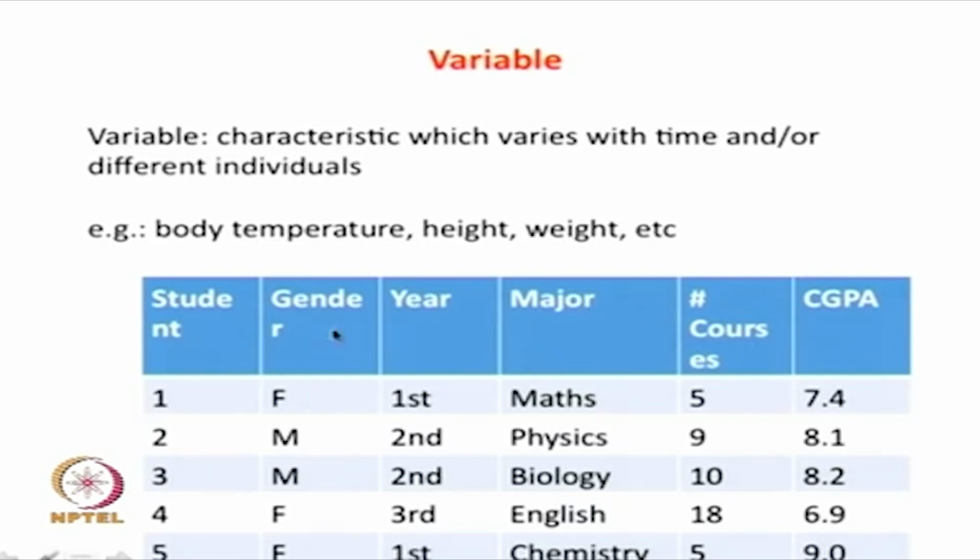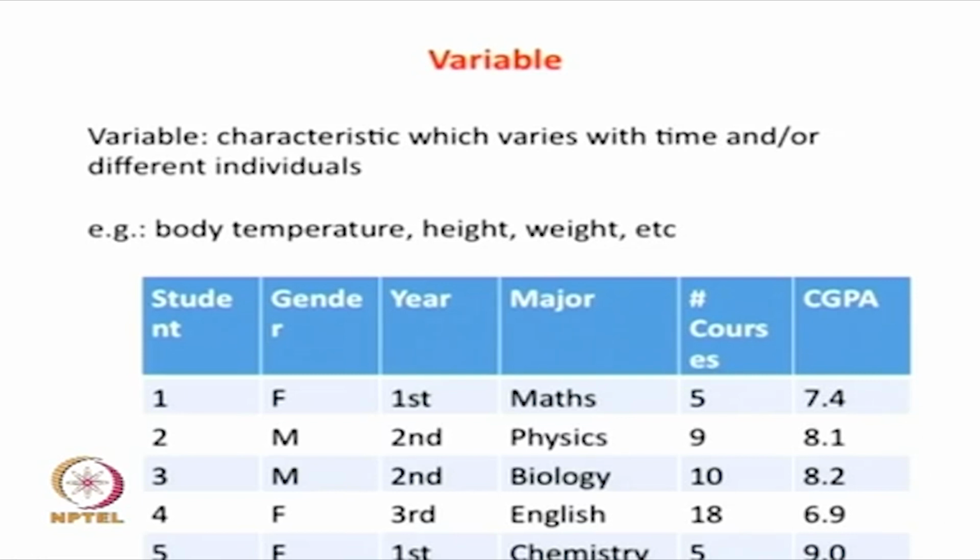What you see is that the nature of the variable differs a lot. In the case of gender, it is just a category: you either have male or female. In year, you have a number: 1, 2, 3, 4. Major is also categories: you have distinct categories, maths, physics, biology, and so on. Number of courses is a variable, but it is a discrete variable. You can have only natural numbers greater than 0, like 1, 2, 3.